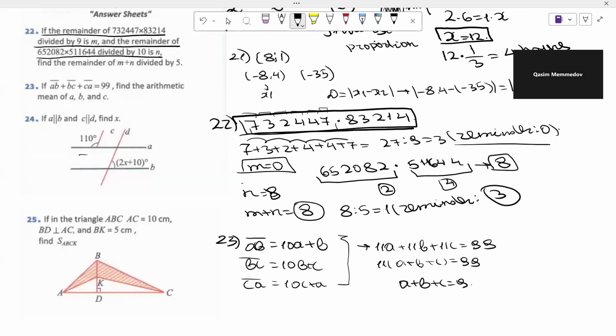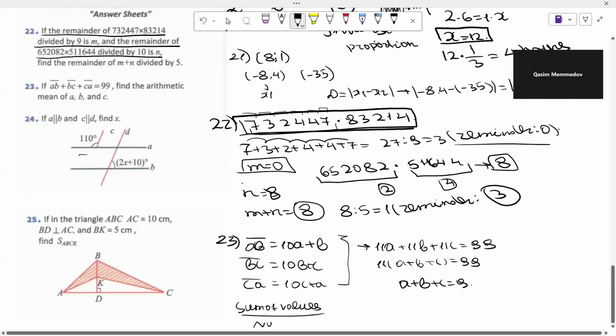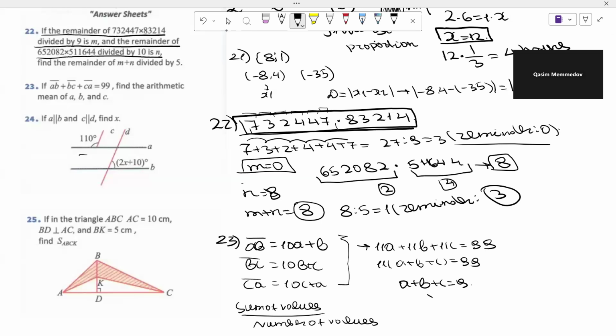And the arithmetic mean equals the sum of values divided by the number of values. That's why the mean equals 9 divided by 3, because the sum of them is 9 and the number of values is 3, and the result equals 3. Let's continue with 24.